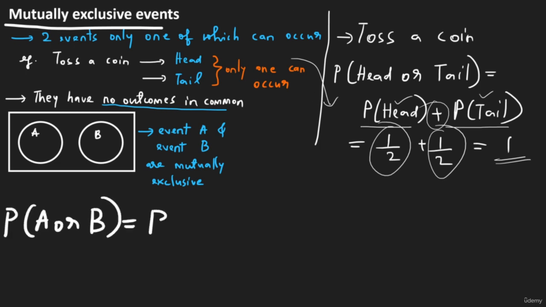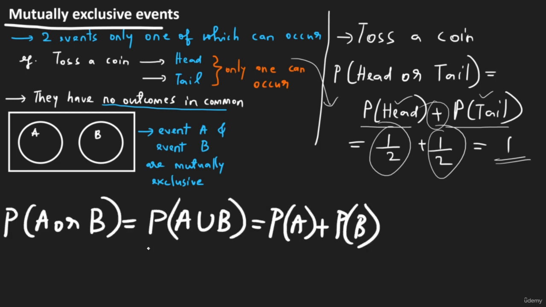That is, P of A or B, which is the same as P of A union B, is equal to P of A plus P of B when A and B are mutually exclusive. From the diagram you can see that if you want to add A and B, you just need to add them together because there is no overlap.